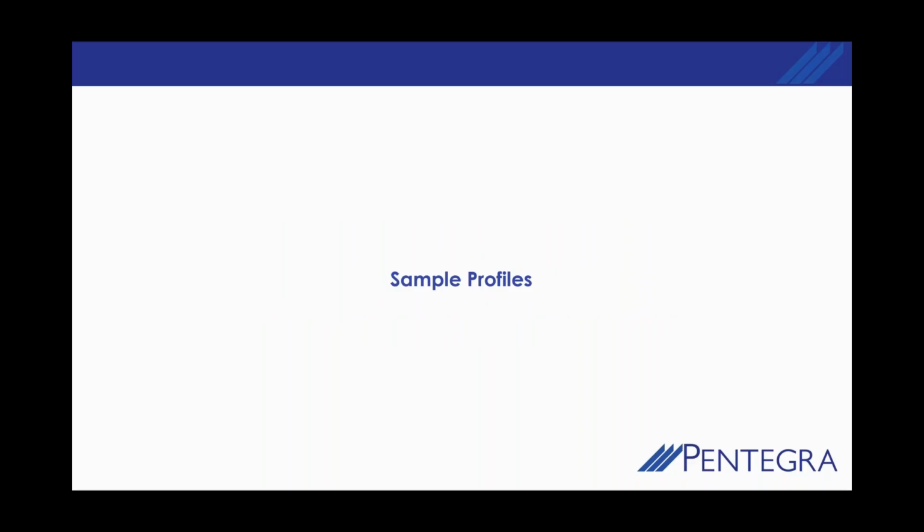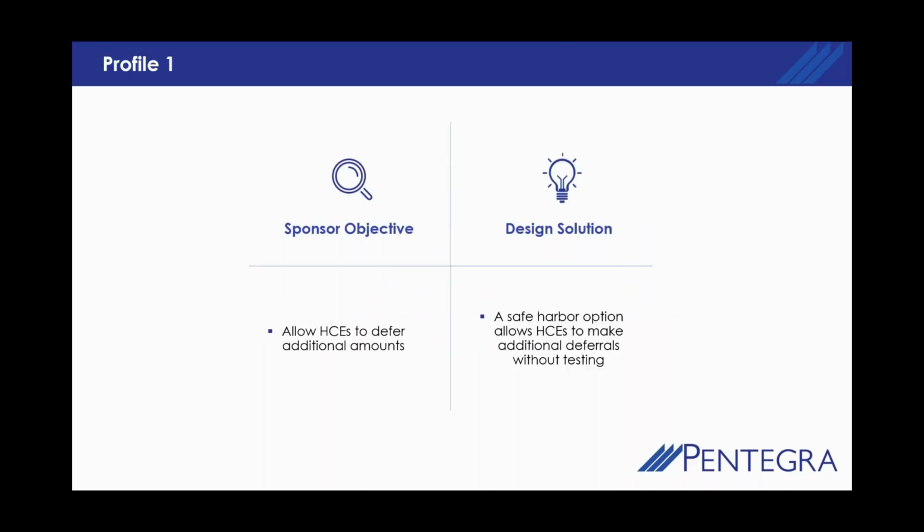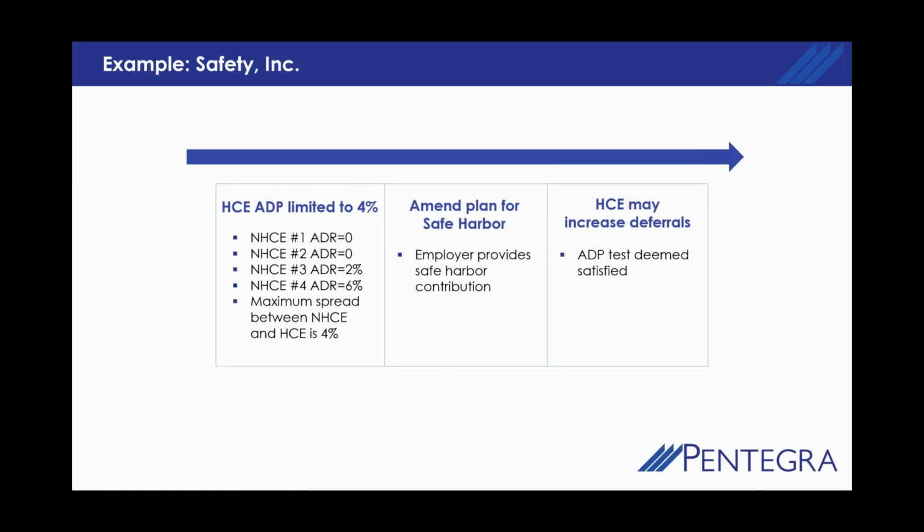All right, so let's look at some samples of how things might change. Let's say here the sponsor's objective is to allow the highly compensated employees to defer more than they've been able to in their plan. They want to increase it. So a solution to that issue might be to turn the plan into a safe harbor, which will guarantee that the highly compensated employees can defer the maximum, regardless of what the other employees do. Simple change. It would require a plan amendment, but it would be very simple to execute, and that would meet the objective of the sponsor here.